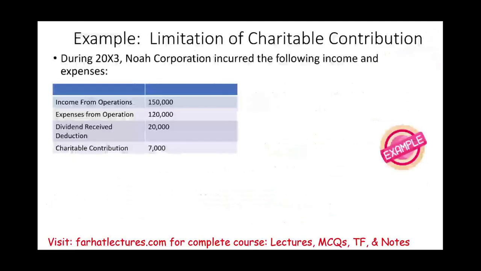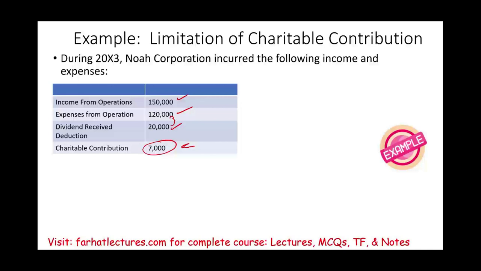Work an example. During 20X3, NOAA Corporation incurred the following income and expenses. Income from operation, 150. Expenses from operation, 120. They had the dividend received deduction included here of 20,000, and they made $7,000 in charitable contribution. This is 20X3. So let's compute how much of the 7,000 they can deduct. Is it all of it, some of it, none of it?